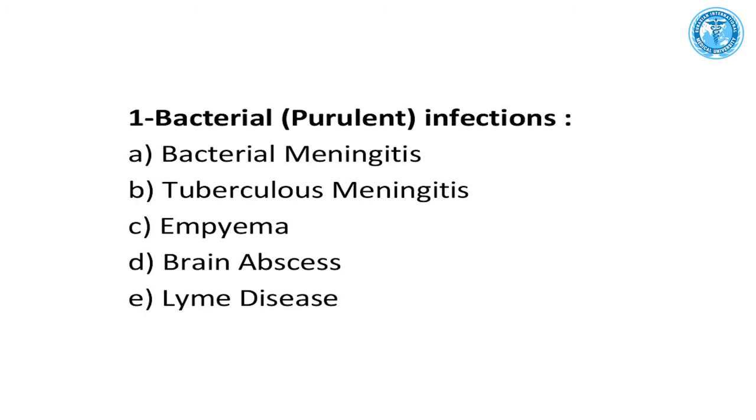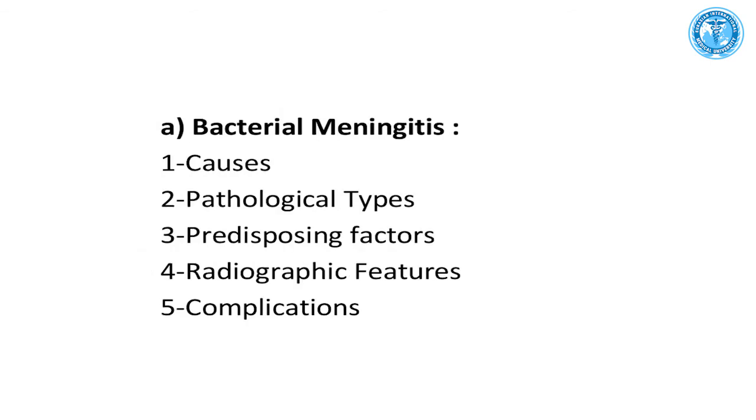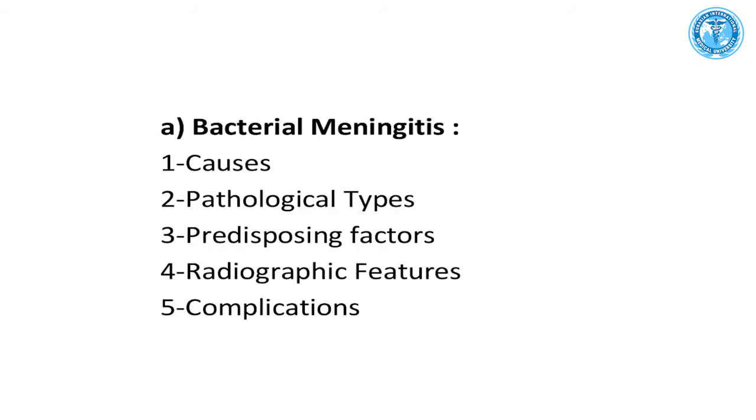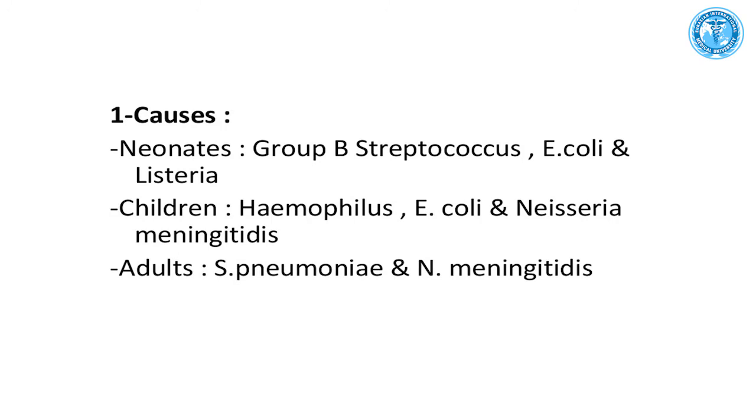First one, bacterial infections. A, bacterial meningitis. B, tuberculous meningitis. C, empyema. D, brain abscess, and Lyme disease. Causes of bacterial meningitis. Neonates: Group B Streptococcus, Escherichia coli, and Listeria. Children: Haemophilus, Escherichia coli, and Neisseria meningitidis. Adults: pneumococcus and meningococcus.